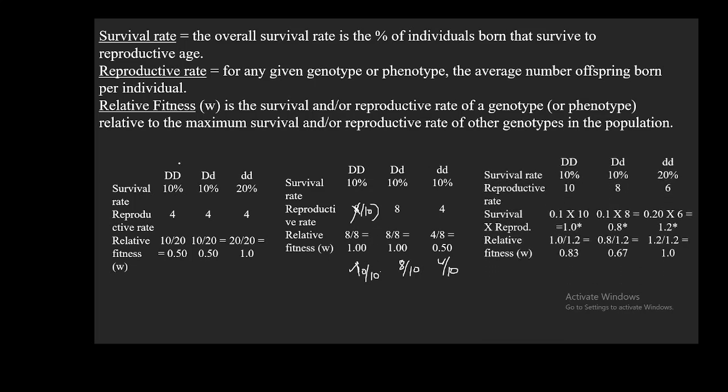What if both of these numbers are different? You need to multiply them. For example, if you multiply 0.1 into 10, it will come to 1, 0.8 and 1.2. If you see the maximum number is 1.2, so you just do 1 divided by 1.2, 0.8 divided by 1.2, and 1.2 divided by 1.2. That's how you can also calculate the relative fitness if the survival rate and the reproductive rate are both given to you.